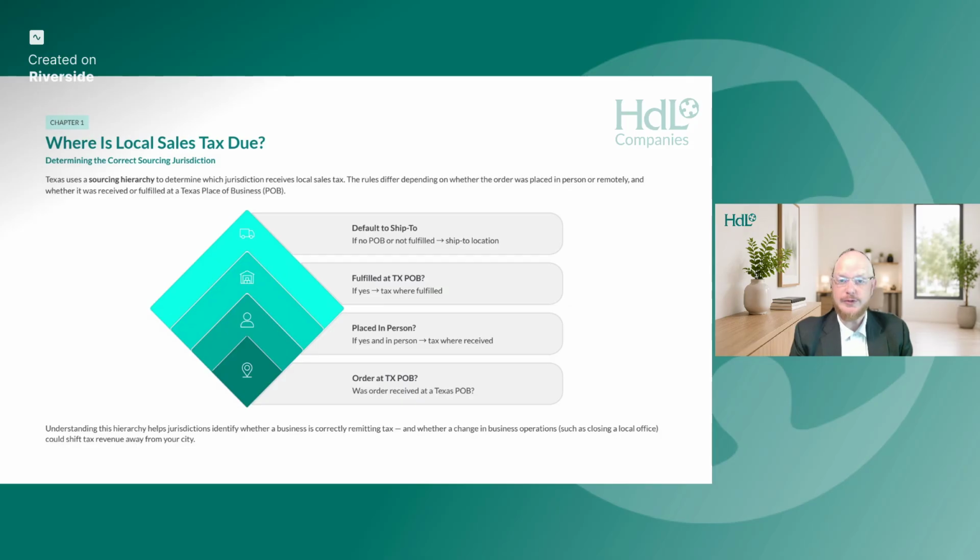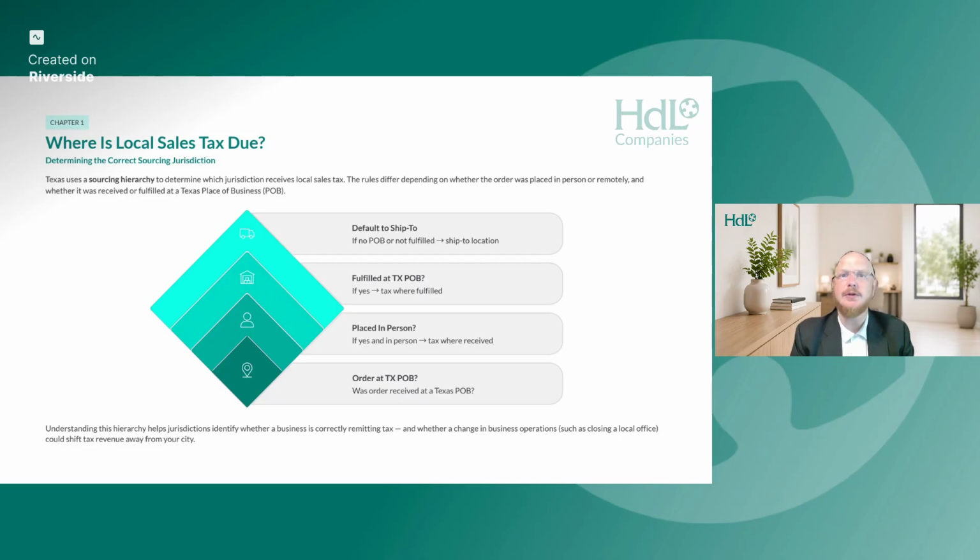We're going to work through this graphic from bottom to top to help understand how we ask the right questions to determine where local sales tax will be due on the sale of a taxable good or service. The first question we're going to ask is, was that order received at a Texas place of business? If the answer is yes, then we proceed to the second question up, which is, was that order placed in person? If the answer is again yes, then we're going to see that tax being due at the place of business where the order was received or placed in person.